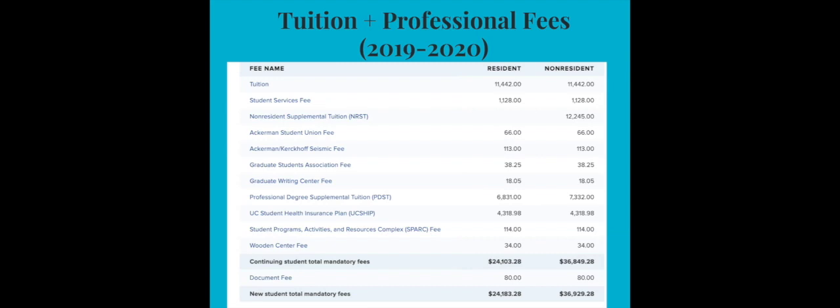Law school is actually the only one that's measurably more expensive than ours. Otherwise, any other joint degree is going to be pretty similar to this price.